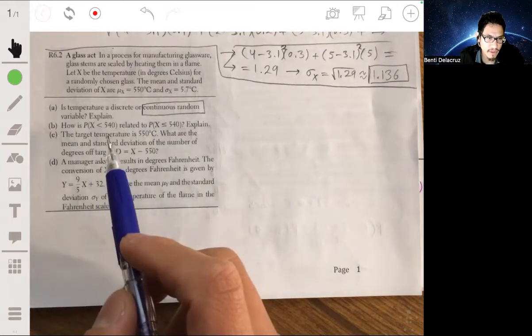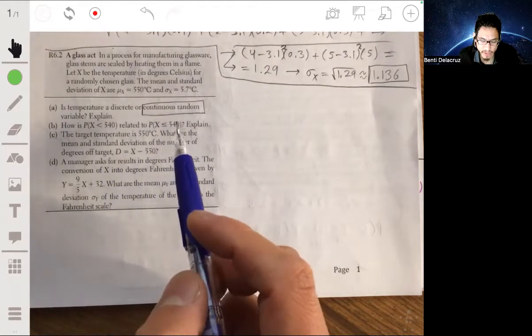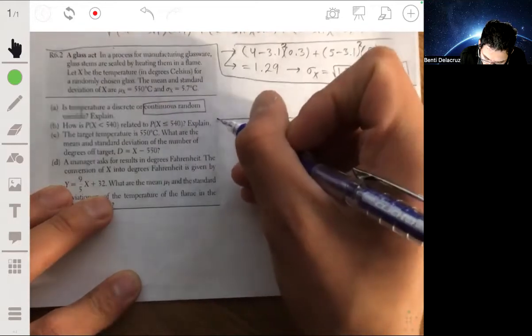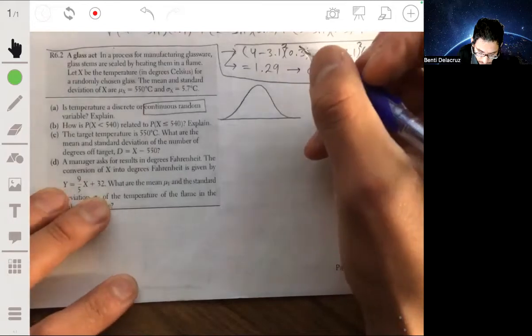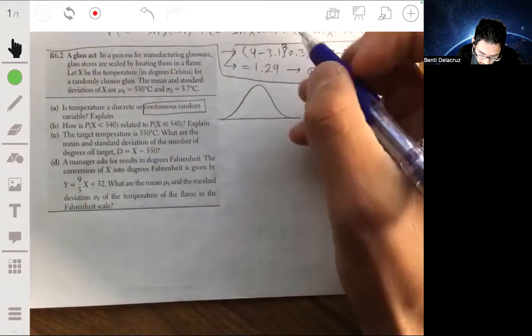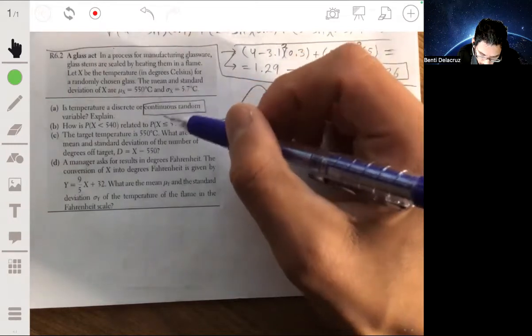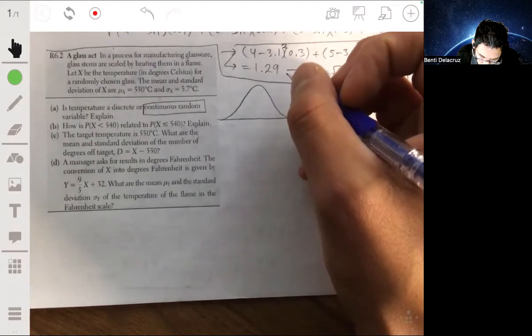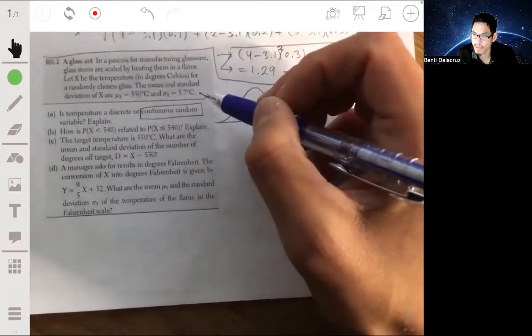All right, how is the probability of X less than 540 related to the probability of X less than or equal to 540? So let me just draw a sketch of what we're getting at here. We know it's continuous. It has a mean of 550 and a standard deviation of 5.7.